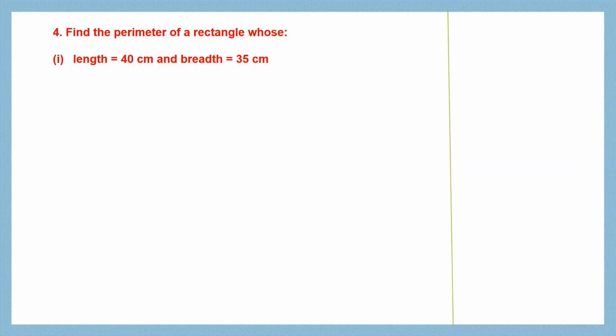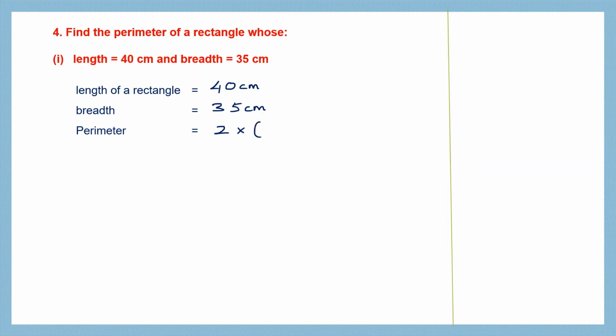Question 4. Find the perimeter of a rectangle. This time it's a rectangle and the length and the breadth have been given. So let's begin. The length of a rectangle is 40 centimeters. The breadth of the rectangle is 35 centimeters. Now we have been asked to find the perimeter. Since it's a rectangle, we have a particular formula. So let's use that. So perimeter will be 2 into length plus breadth. So you have to add the length and breadth and multiply it by 2.